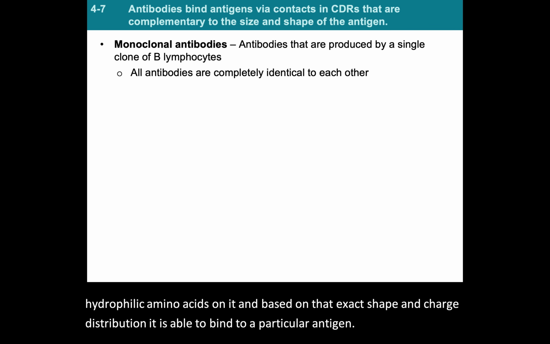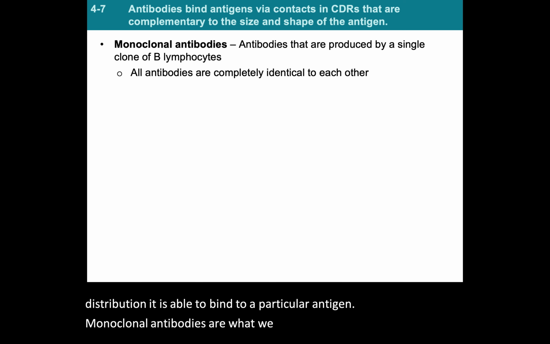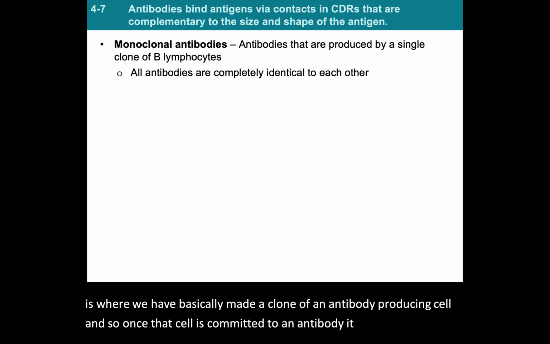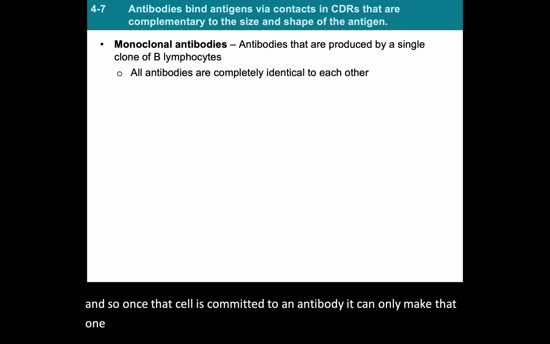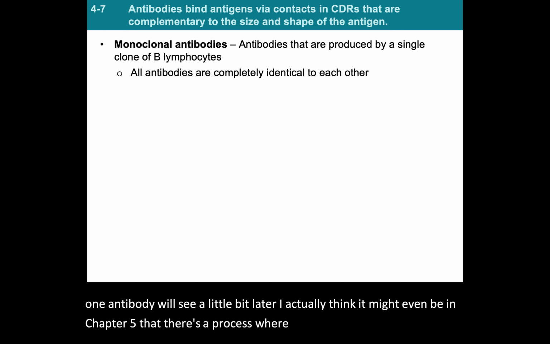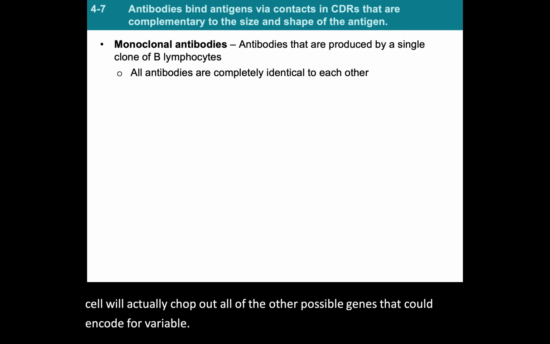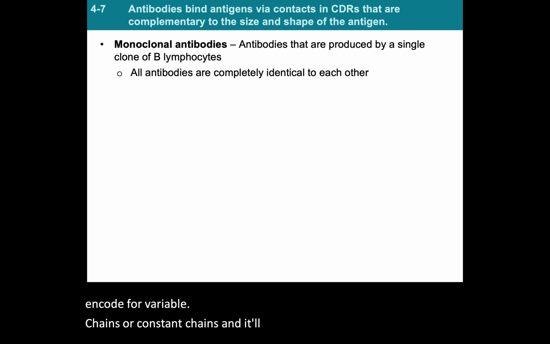Okay, monoclonal antibodies are what we use very commonly in the lab. This is where we have basically made a clone of an antibody-producing cell. And so once that cell is committed to an antibody, it can only make that one antibody. We'll see a little bit later, actually I think it might even be in chapter 5, that there's a process where the young B cell or the young T cell will actually chop out all of the other possible genes that could encode for variable chains or constant chains, and it'll throw them away forever, permanently.